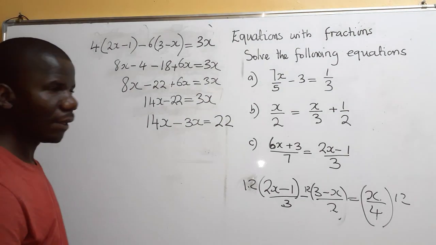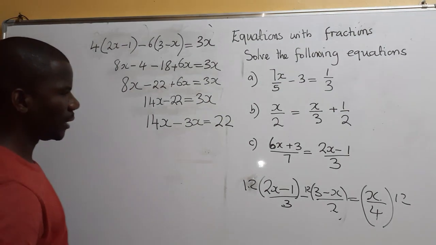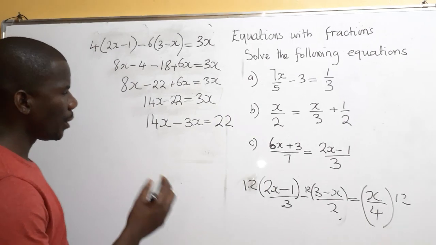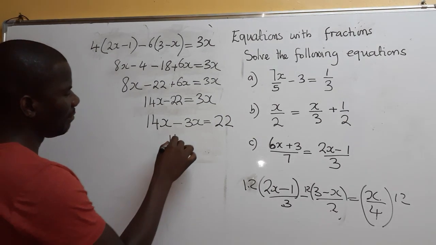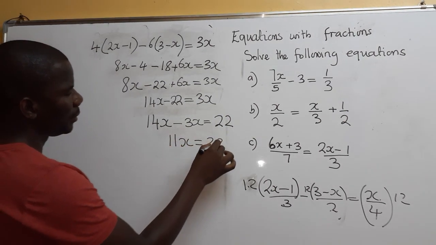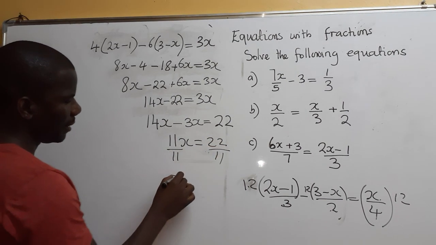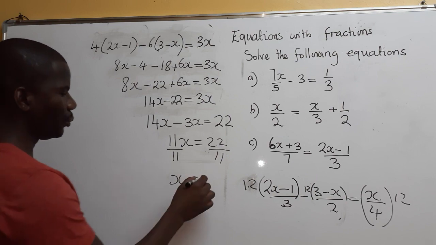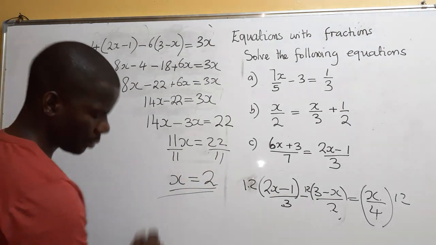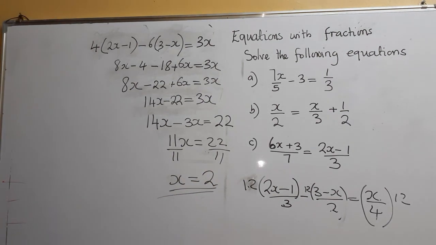are we together? When you subtract, what do you get? You're going to get 11x is equals to 22. You divide by 11, x is equals to 2. Is that clear? Okay, that's what you're expecting.